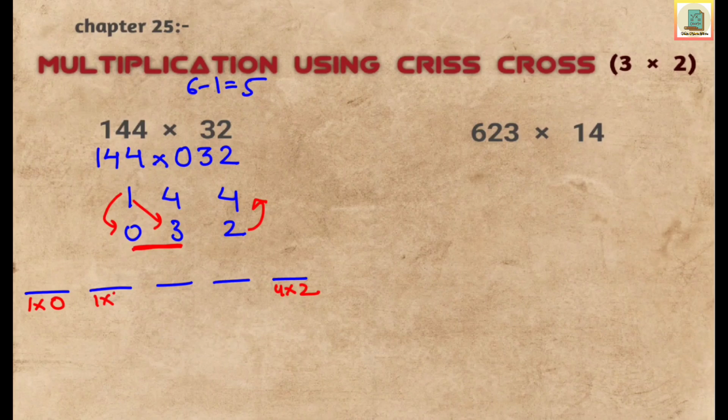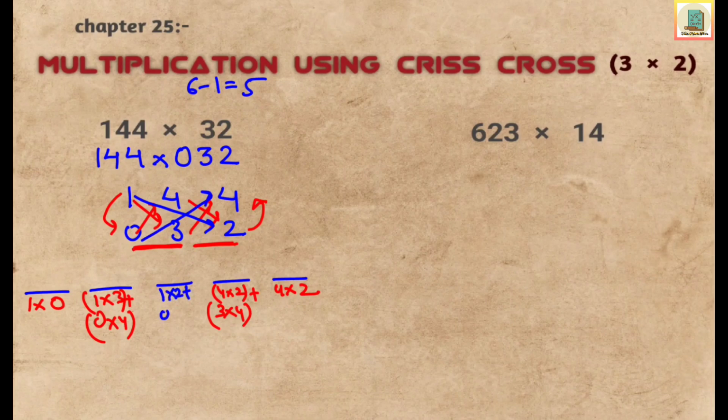So 1 multiplied by 3 plus 4 multiplied by 0. In the fourth partition also we'll do the same. We will multiply these two digits diagonally and add them. That will be 4 multiplied by 2 plus 3 multiplied by 4. And in the middle partition, we will multiply first number with the last number. That's 1 multiplied by 2 plus 0 multiplied by 4 plus 4 multiplied by 3.